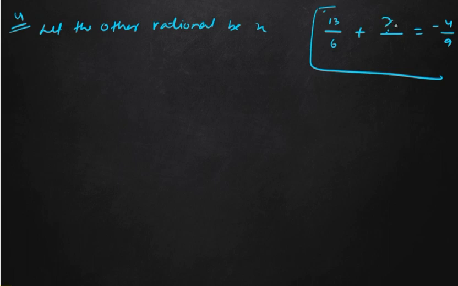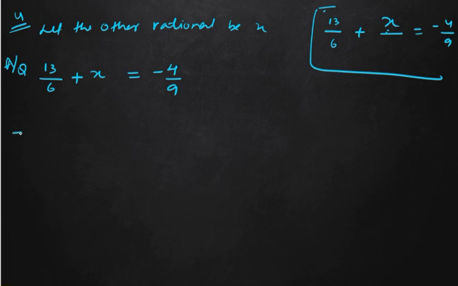Then according to the question, it is given that the sum of two rational numbers, one being 13 by 6 and the other being x, is minus 4 by 9. So from this we need to find the value of x. So how to solve this?